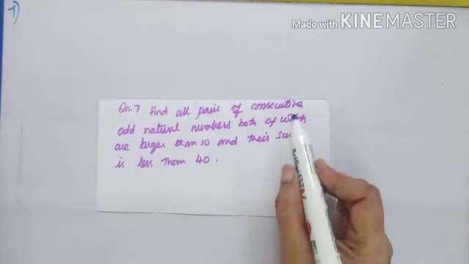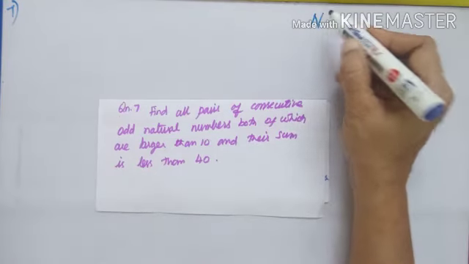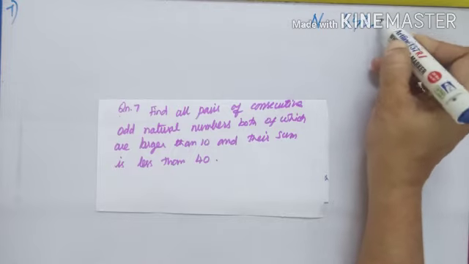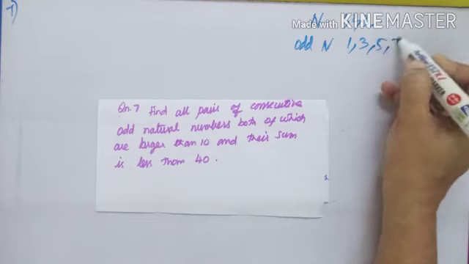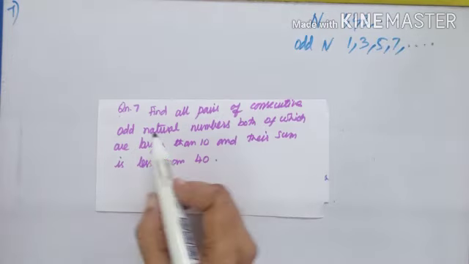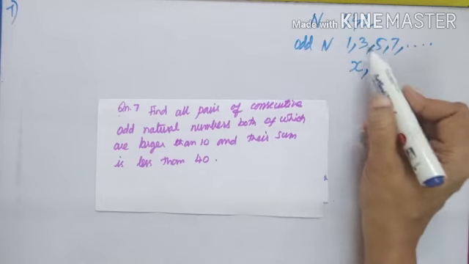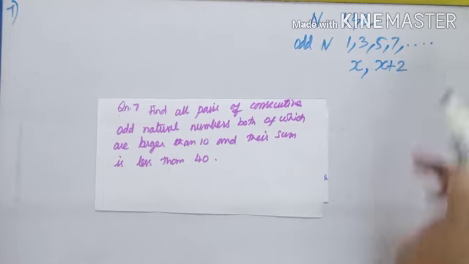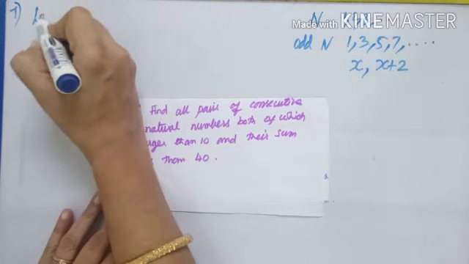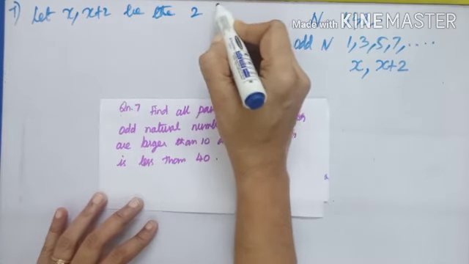Question number 7. Find all pairs of consecutive odd natural numbers. Natural numbers we have 1, 2, 3 and so on. Odd natural numbers 1, 3, 5, 7 and so on. So when I take two numbers, if I take one number as x, the other number differs by 2. Only 2 it increases. So it is x plus 2. So let me write, let x comma x plus 2 be the two consecutive.